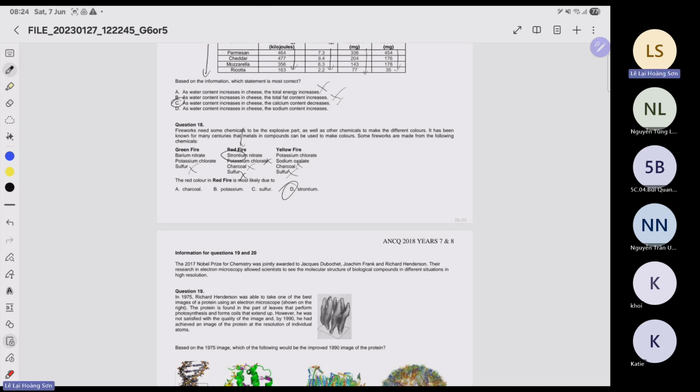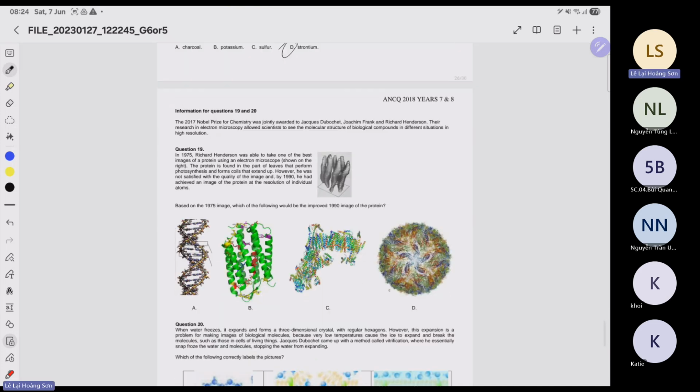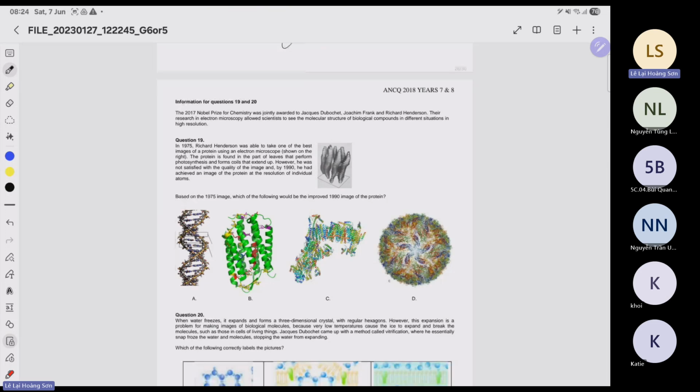Question number 19. This is the structure of protein, which is the improved version of the 1990 image of protein. So this is the image of protein.